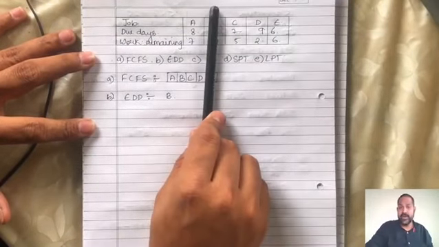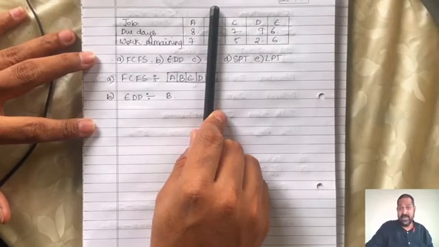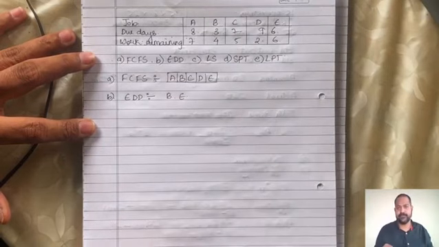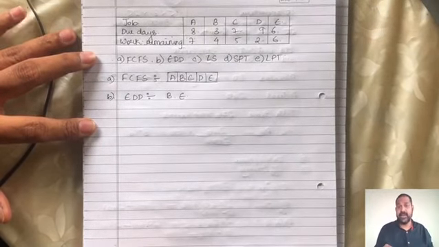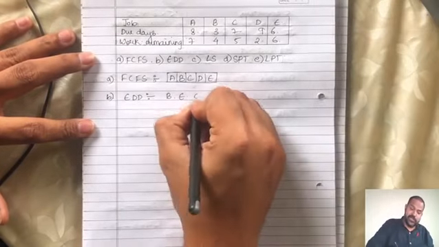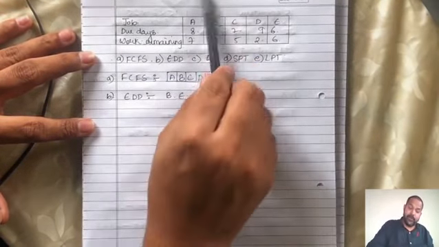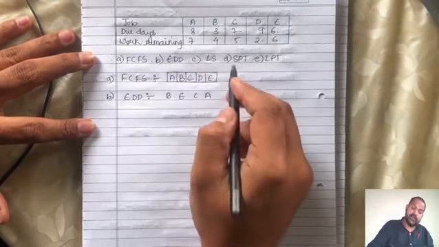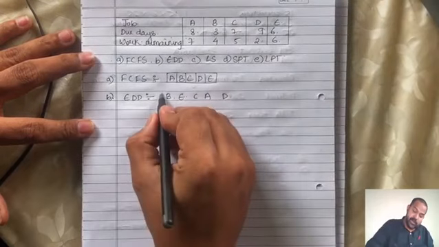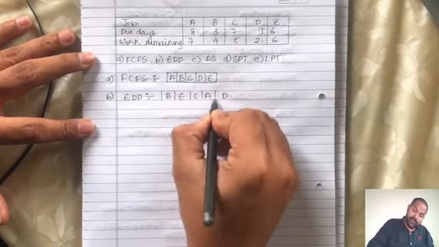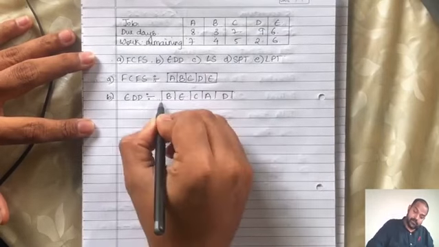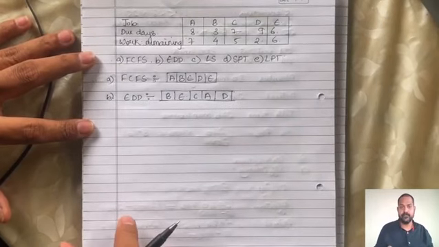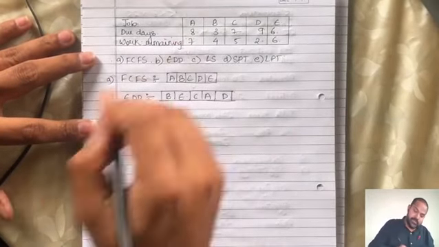After B, whose due date is the earliest? Well, after 3, the next job is E, which is due in 6 days. After E, the next job is C, which is due in 7 days. After B, E, and C, the next job is A, which is due in 8 days. And then after that, the last job is D, because D is due in 9 days. That is B.